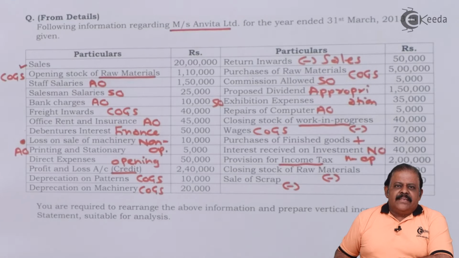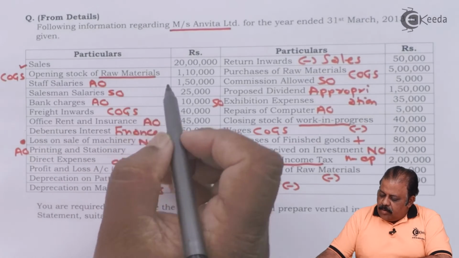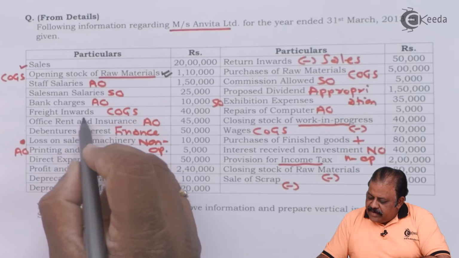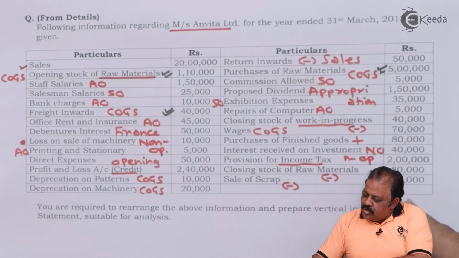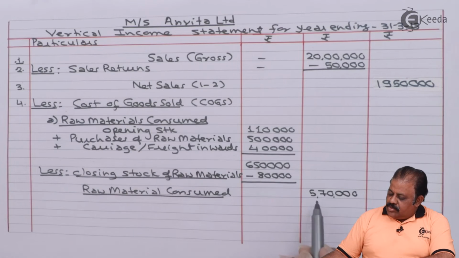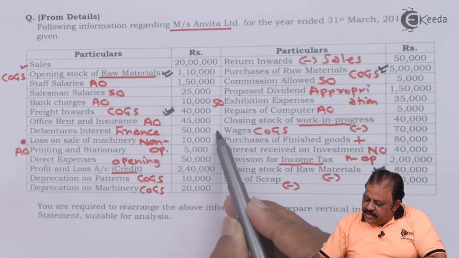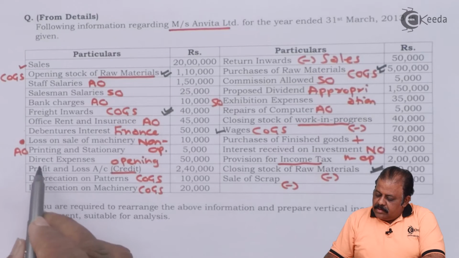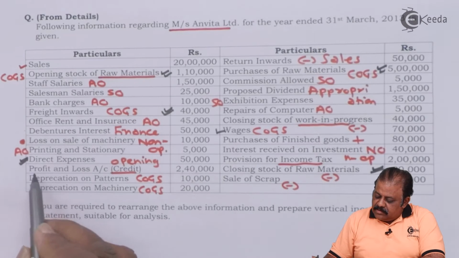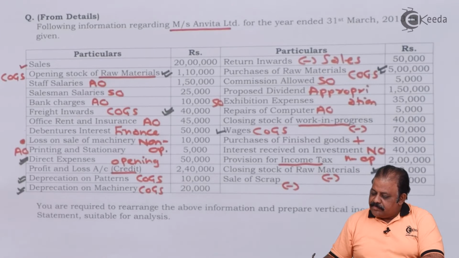First we can find out expenses relating to raw materials. Opening stock of raw materials. Freight inwards, purchase of raw materials. Closing stock of raw materials. We got raw material consumed 5 lakh 70,000. Next we are required to add other direct expenses. Here we have wages, that will be part of cost of goods sold, 70,000. Direct expenses, depreciation on patterns, depreciation on machines.